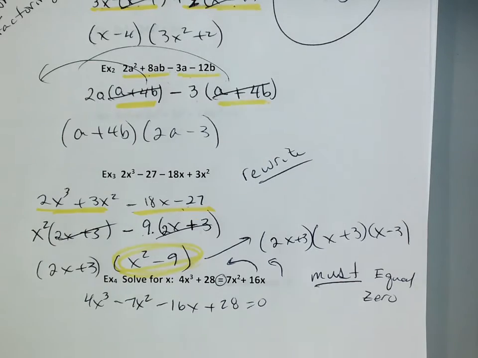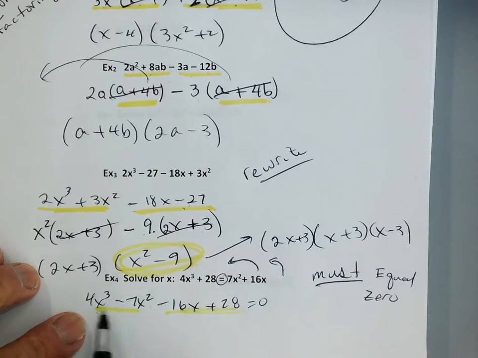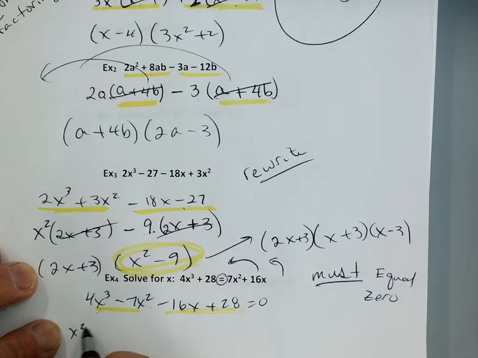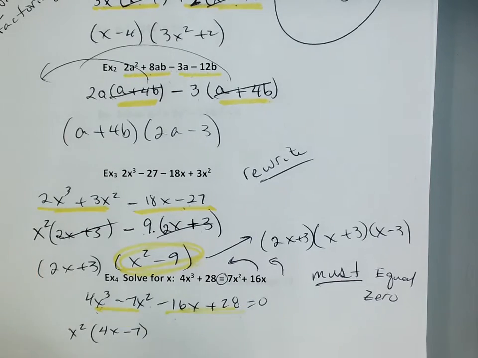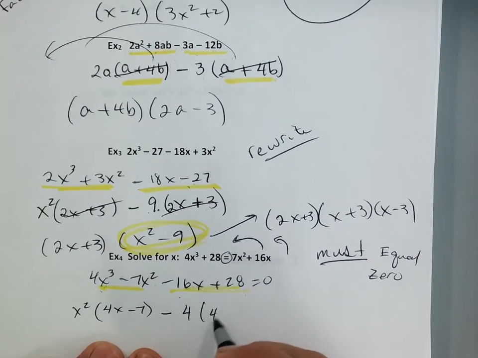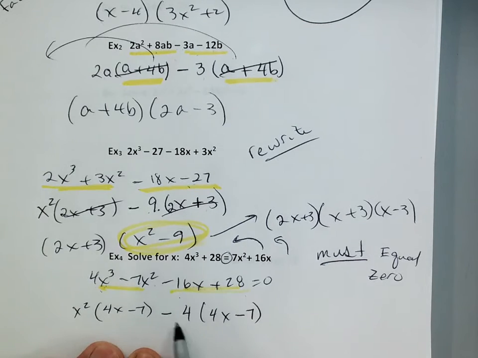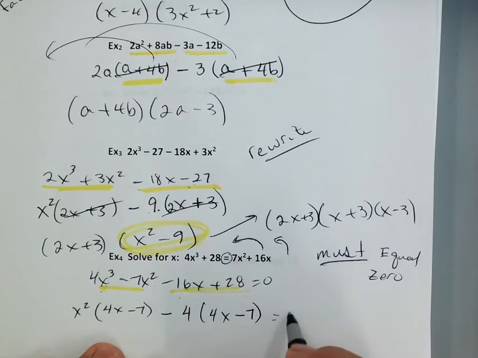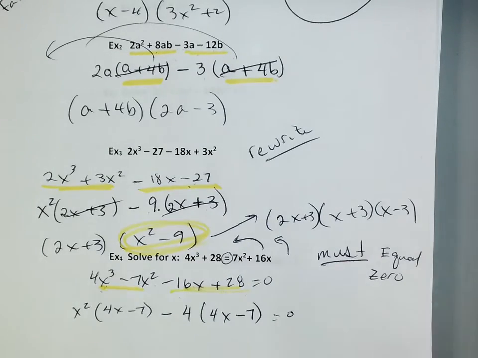Now, I'm going to group them up, put these two together and these two together, right? Okay, let's see what I have. So these two have an x squared in common, and I'd be left with a 4x minus 7. These two, we're going to take out a negative 4, because that's all they have is a multiple of 4. And we'd be left with a 4x. Let's see, 4 goes into 28 7 times. Minus 7, though, because a negative times a negative is a positive. Okay. Now I'm going to factor again. What do these two groups have in common?